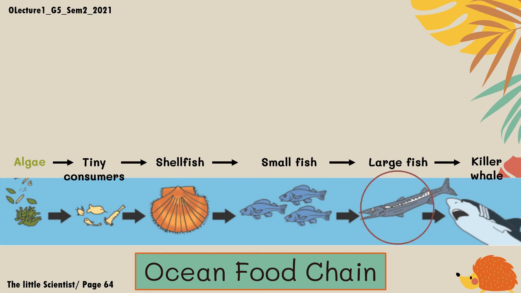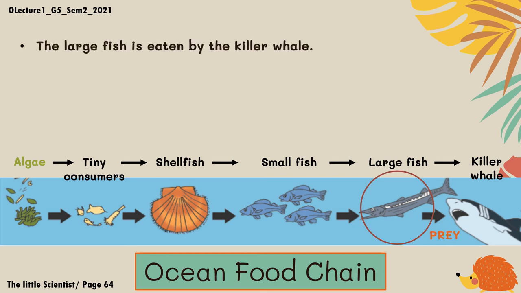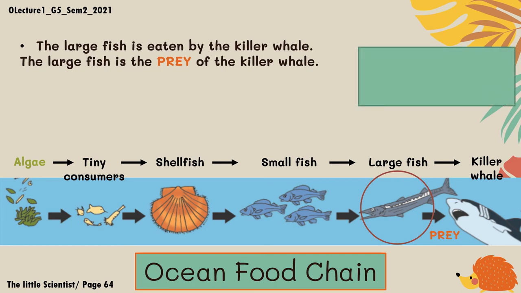Let's take a look at the large fish. The large fish is eaten by the killer whale. So we say that the large fish is the prey of the killer whale. The prey is the animal that gets eaten by the predator. So in this case, the killer whale is the predator, and the large fish is the prey.